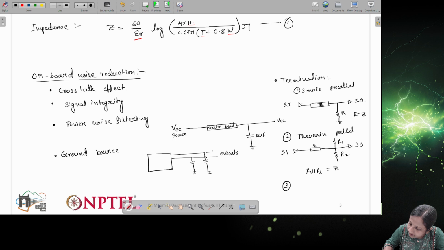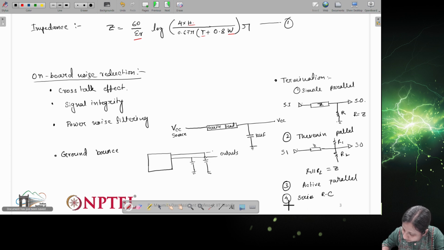Okay. Similarly, there will be active parallel, then series RC, then VCC series.